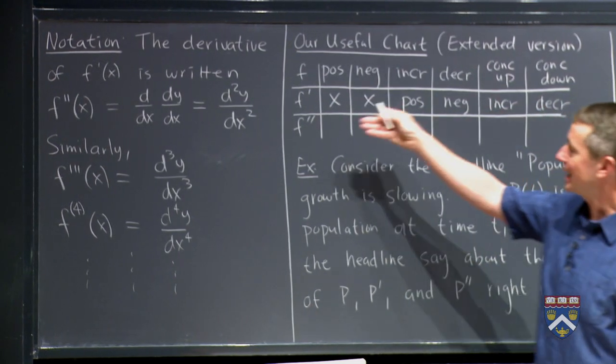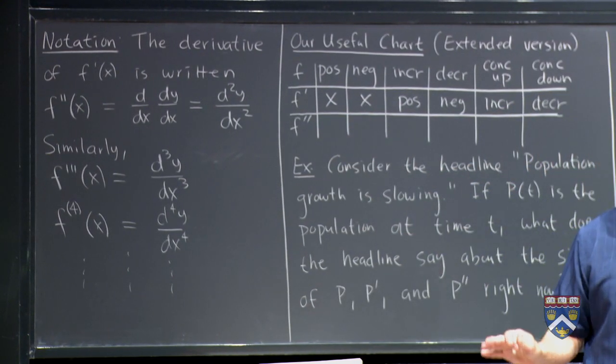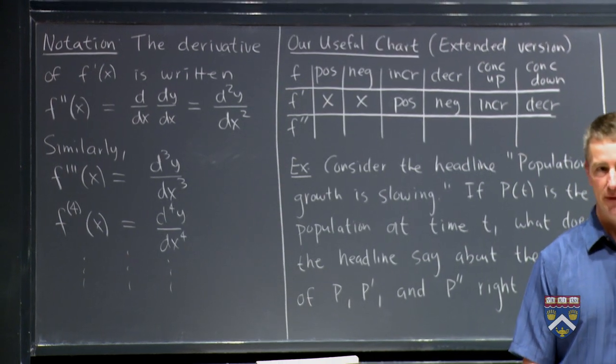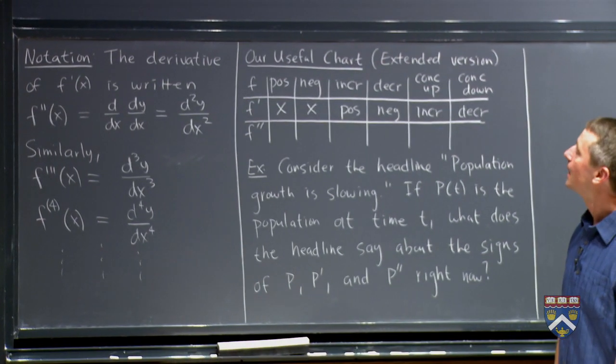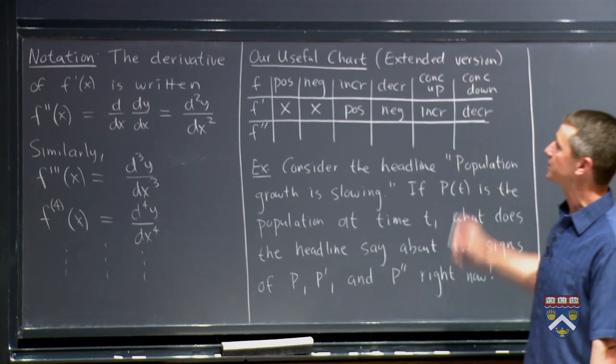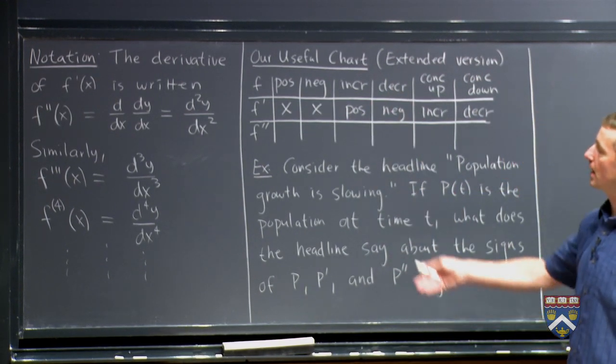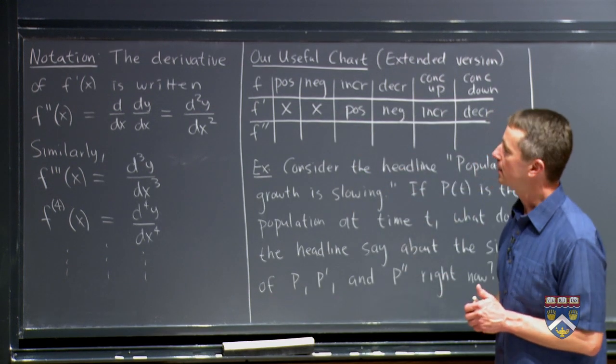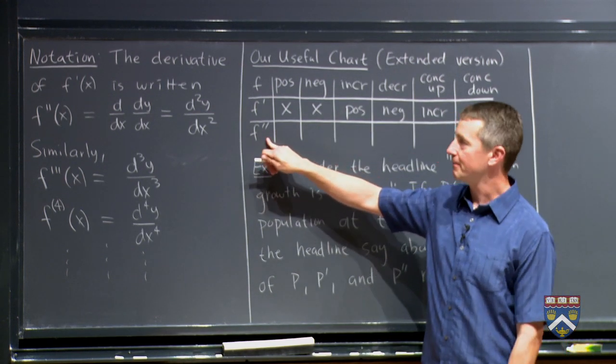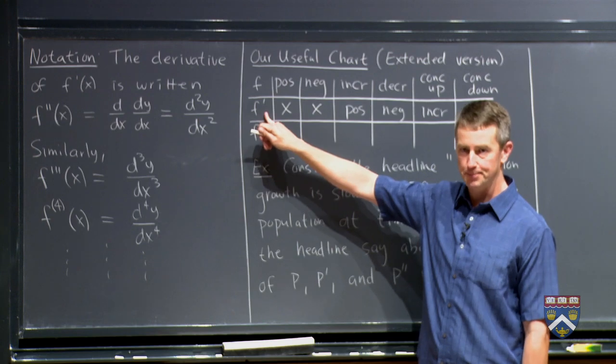So now that we have this idea of the second derivative, and we'll talk extensively about what the second derivative means in context in a minute, but let's try to extend our useful chart here. So we've already got the first two lines of the chart. We're going to try to figure out what the third line should say. And remember, f double prime is simply the derivative of f prime.